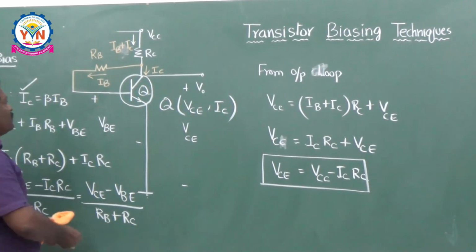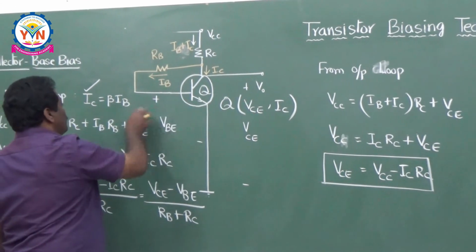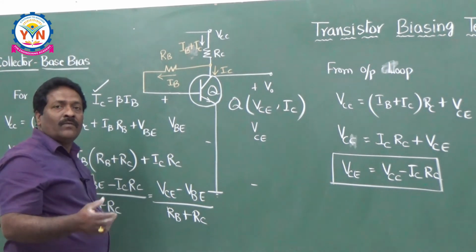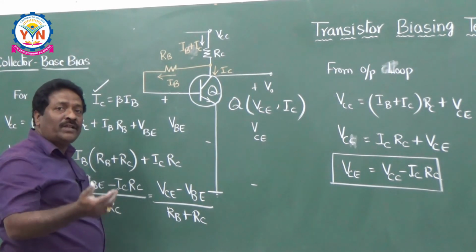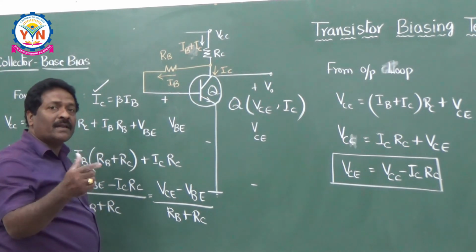Very simple. Just by taking the circuit, we have calculated both IC as well as VCE. That means the operating point is fixed. Once the operating point is fixed, our duty is to check whether the operating point is changing with temperature or beta.